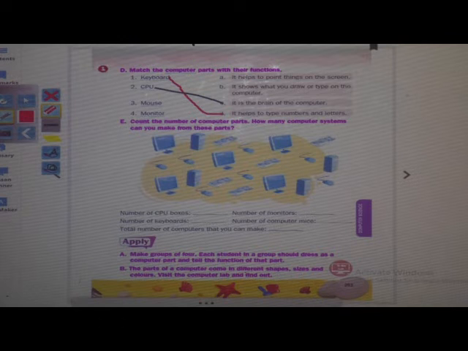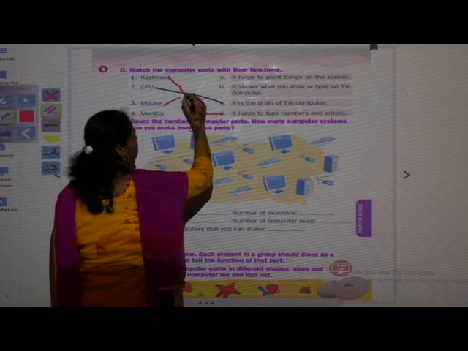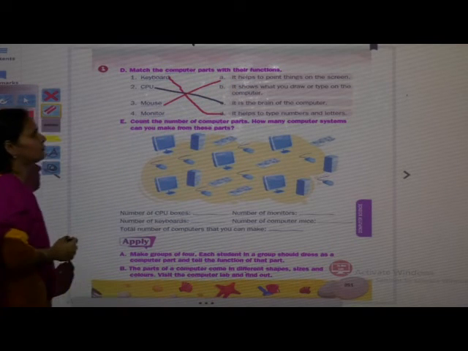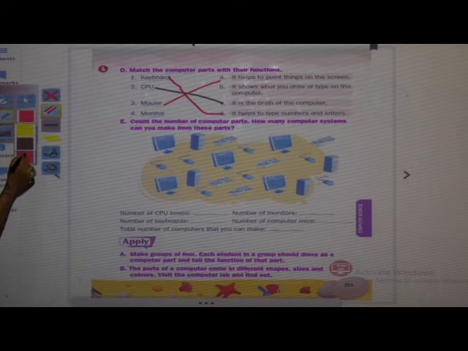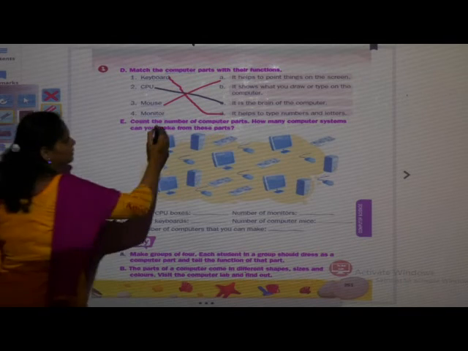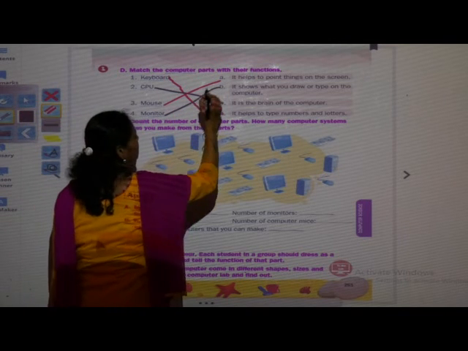Mouse. What does the mouse do? It helps to point things on the screen. That is A. Very good. Next, last, that is monitor. What does monitor do? It shows what you draw or type on the computer. So you have to join it to B.